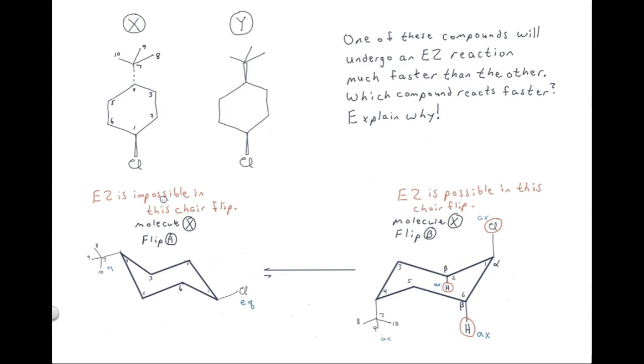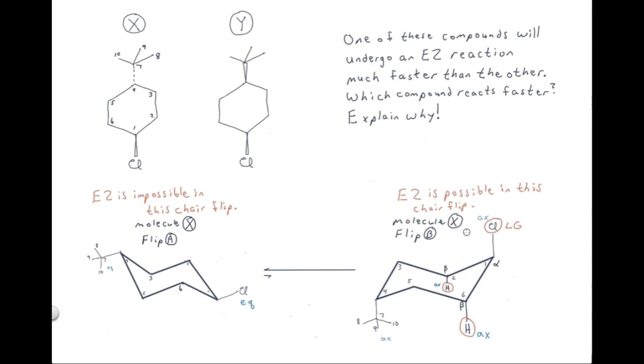But on the other hand, E2 is impossible in this chair flip because in this chair flip, our leaving group is equatorial. E2 is only possible in this chair flip because in this chair flip, the leaving group is axial. For E2 to work, the leaving group must be axial.